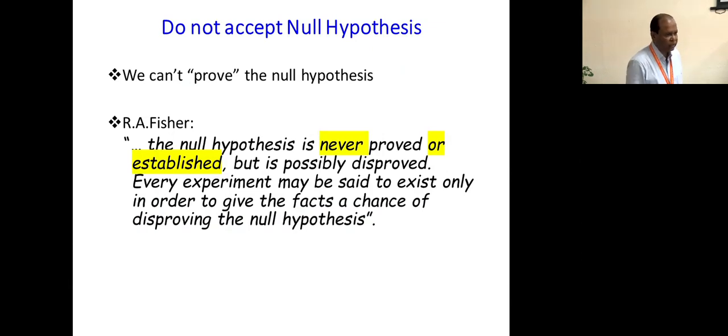This is R.A. Fisher, analysis of variance. Fisher is called the father of statistics. He's a philosopher and big statistician, and he said the null hypothesis can never be proved or established. Okay. So how are we going to address the equivalence concept and non-inferiority concept in science?